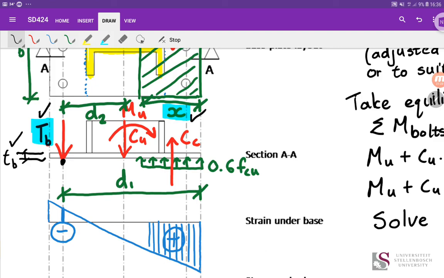So thank you. That takes us through the design of a fixed base plate, a base plate that has to carry a moment as well.